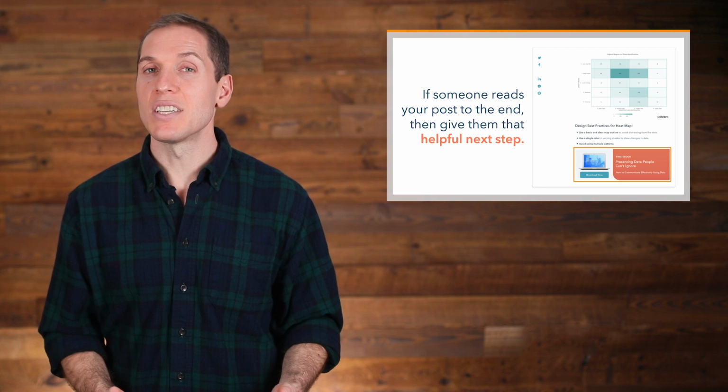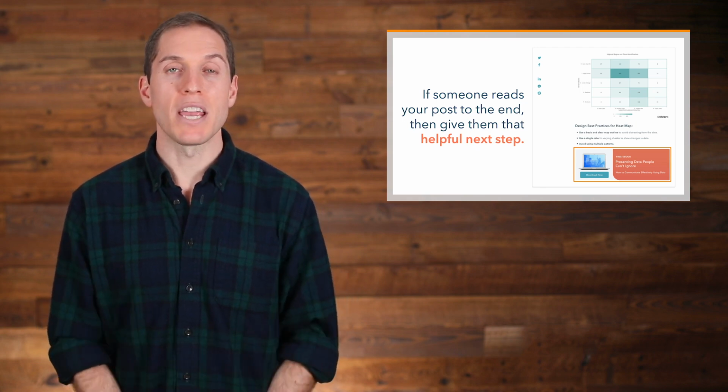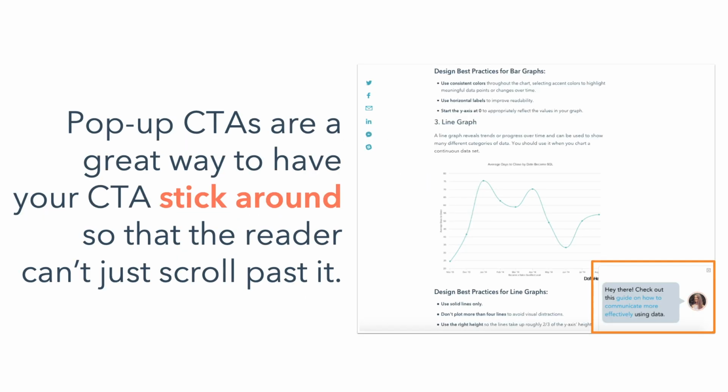When it comes to image CTAs at the end of blog posts, I recommend linking these to a relevant landing page with a form. Another option, which brings me to the last CTA placement, is a pop-up CTA that the reader sees as they scroll down the page. This is a great way to have your CTA stick around so that the reader doesn't just scroll past it.